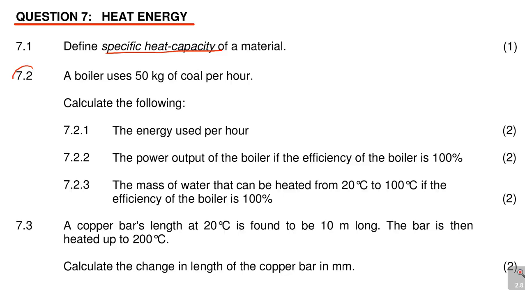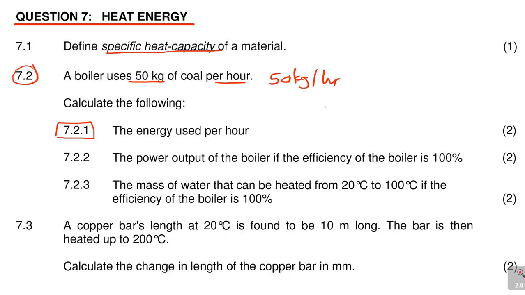Now, 7.2 is my interest. It says a boiler uses 50 kilogram of coal per hour. Very important information there. 50 kilogram, so you write it like this, 50 kilogram per hour. That is how this boiler is using. Calculate the following, 7.2.1, the energy used per hour.